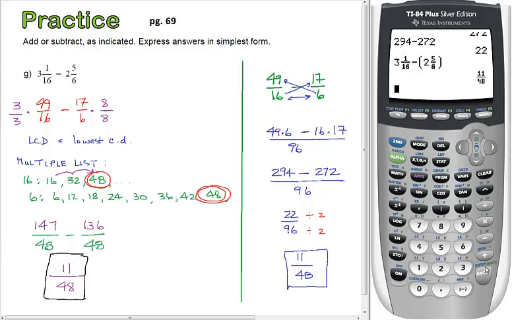So there's an example of subtracting mixed numerals using a couple of methods plus the calculator. That's it for now.